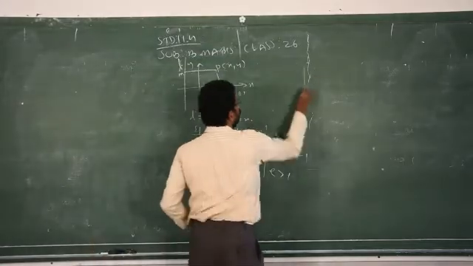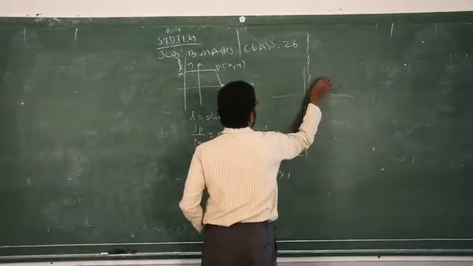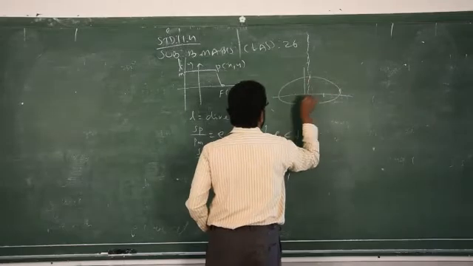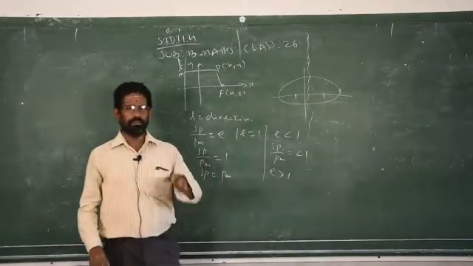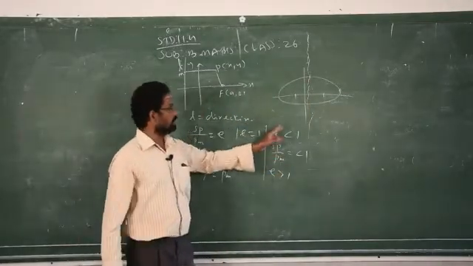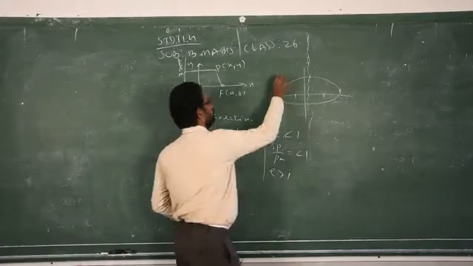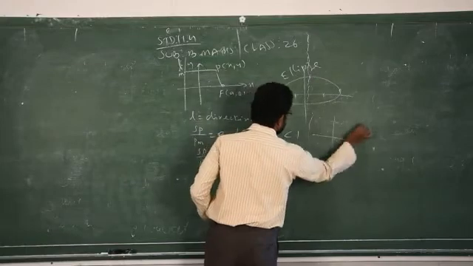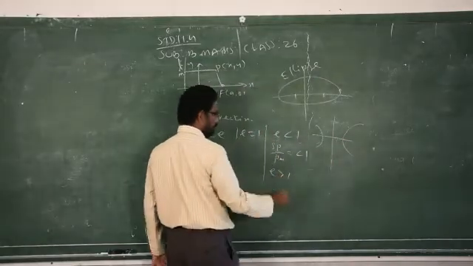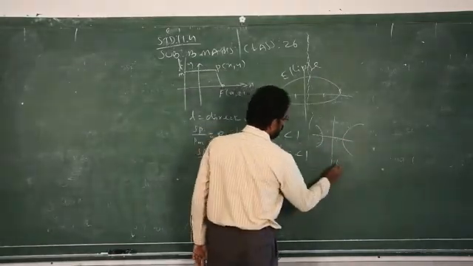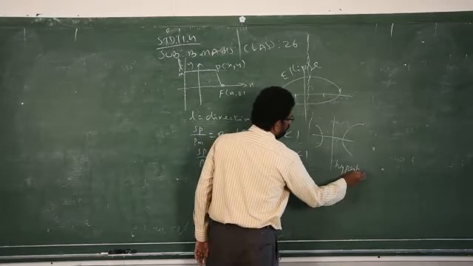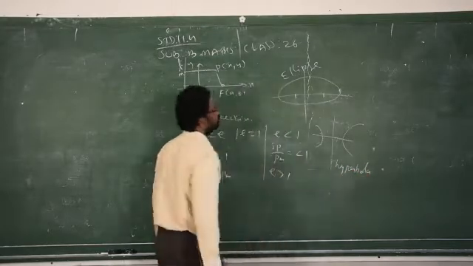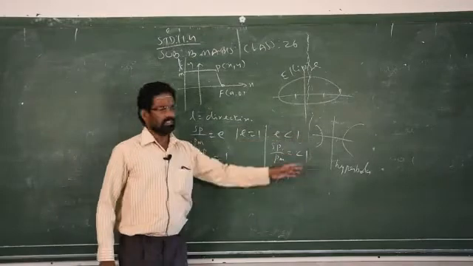Ellipse is in the shape of an oval. That is not necessary for you. Just for explanation purpose, I did. This is called ellipse. And this one is hyperbola. This is for when E is greater than 1. This is called hyperbola. So these two are not necessary.